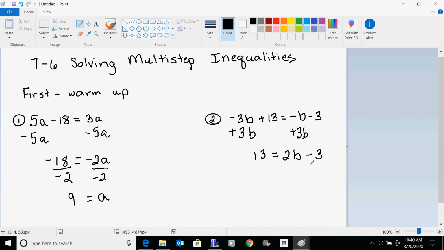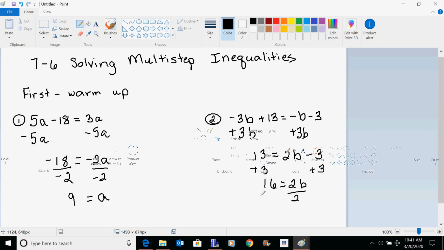And then after this, you're going to add to both sides. And we have 16 and then divide by 2. And so your answer is 8 in this case. So that's our warm-up from things that you know how to do. And so we're going to move right along and get on with our new lesson about solving inequalities.